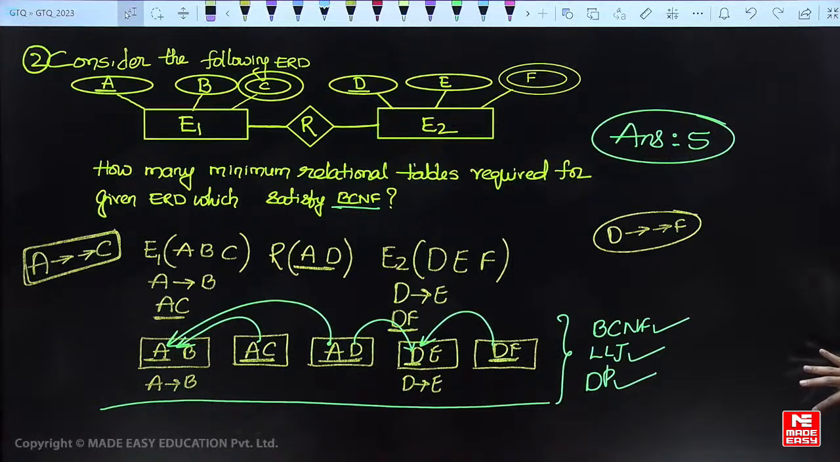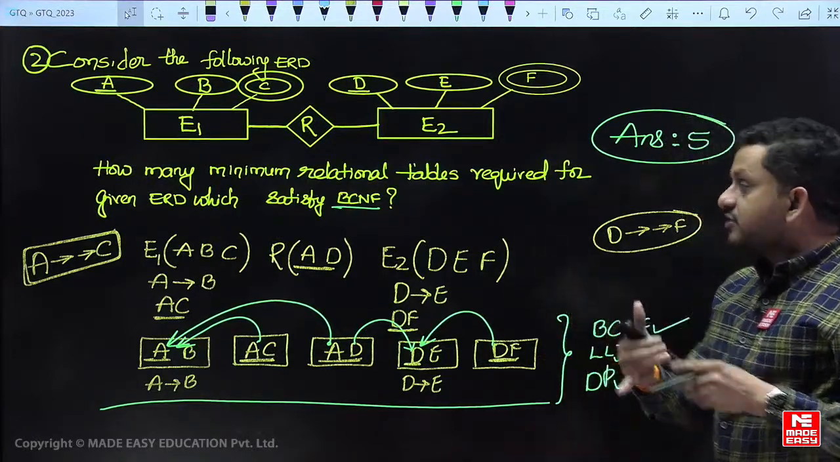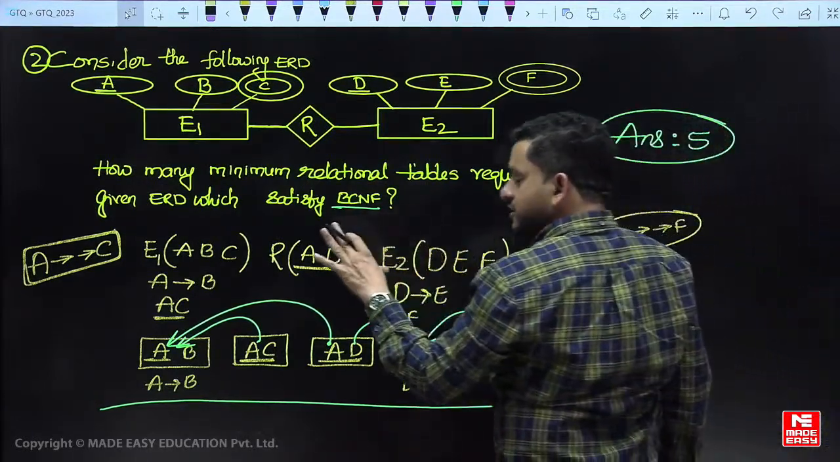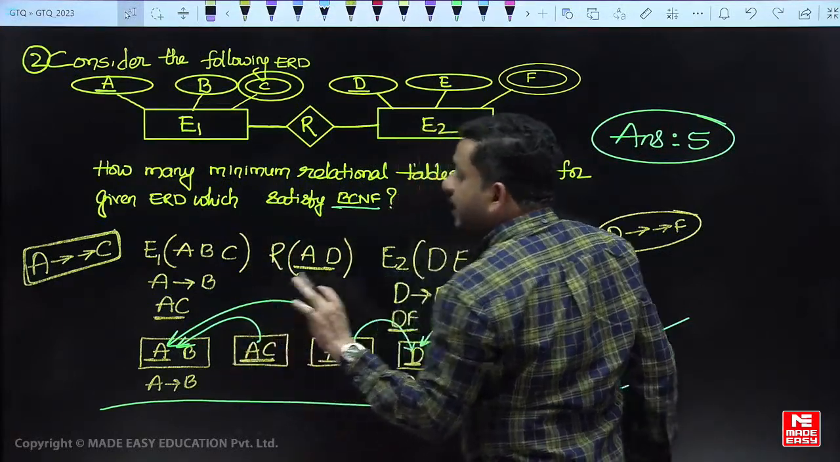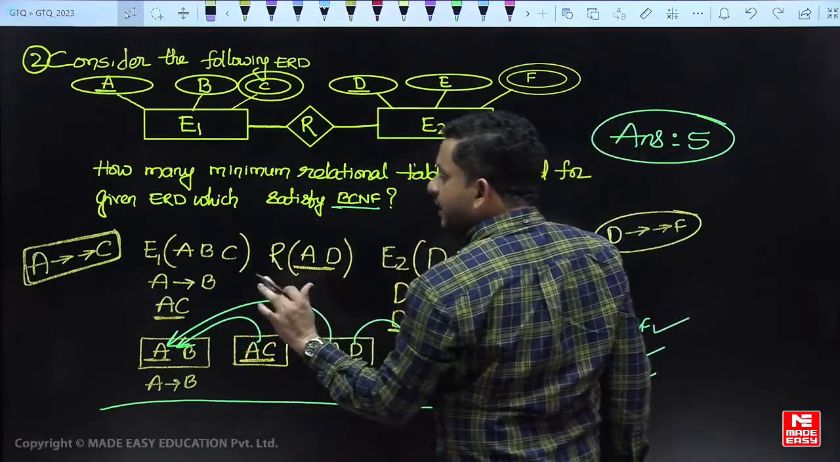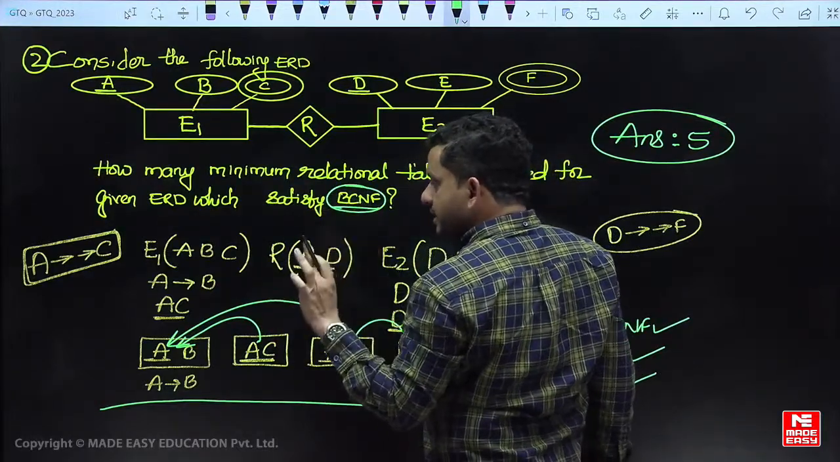Shall we move to the next question? Vishwa asks: even if BCNF is not given, is it still 5 tables? Even if BCNF is not given, it is still 5 tables only.